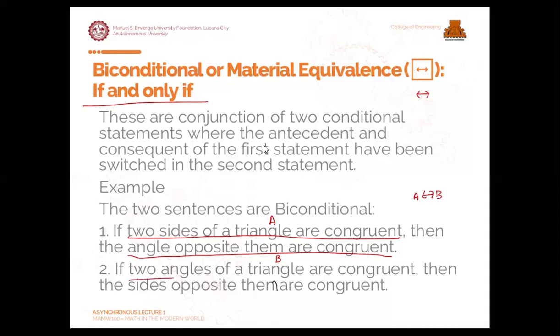So, dito pwede din naman. Tawagin natin C, two angles of a triangle are congruent, tapos sides opposite them are congruent, D. So, if C, then D. So, if and only if. So, dapat yung statement natin ay kailangan mag-exist kapag satisfy lang yung isang proposition niya. Okay?